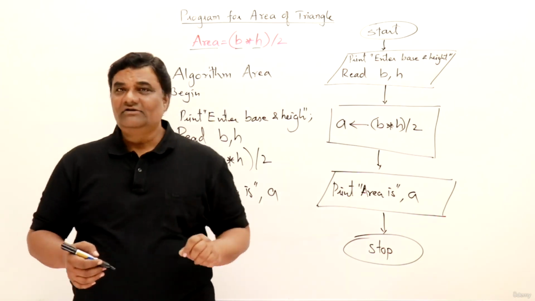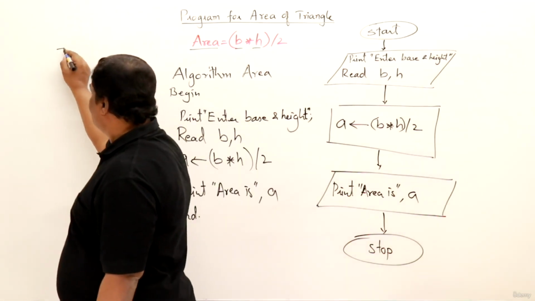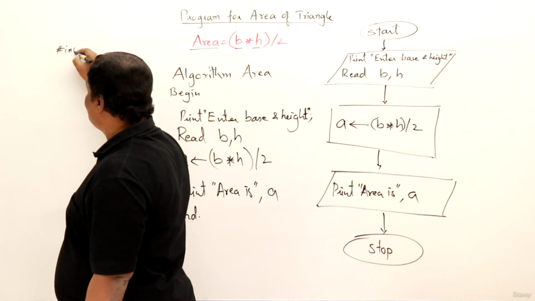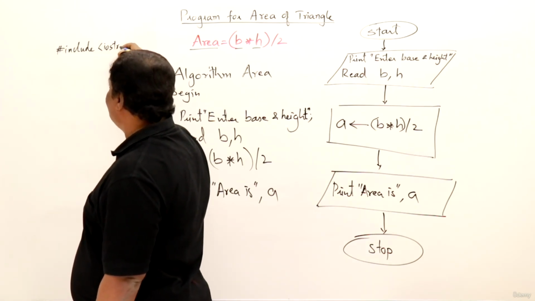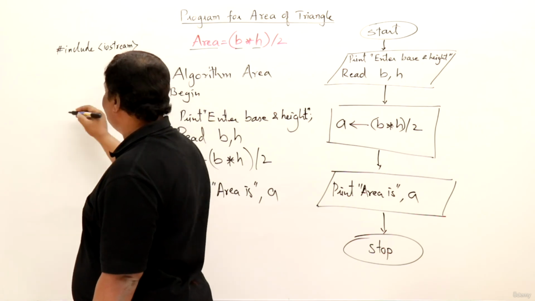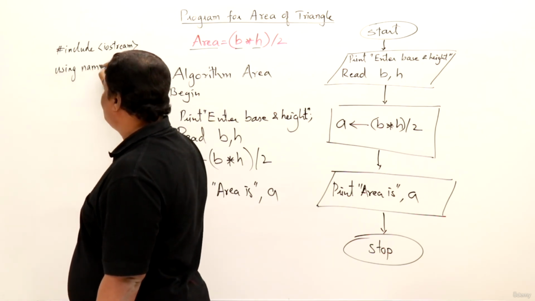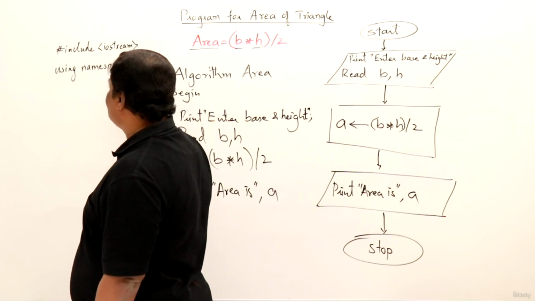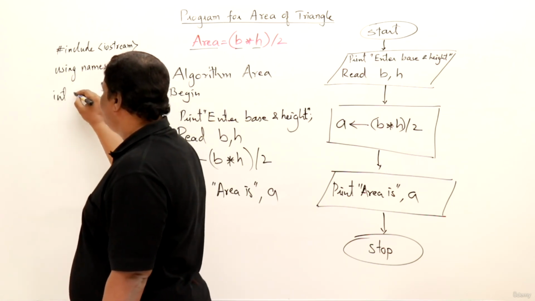Now next I have to write a C++ program for this one. So first thing is hash include. I should include a header file, that is iostream. Hash include iostream. Then using namespace, right? Using namespace std I have to write. Then the next thing is the int main function.